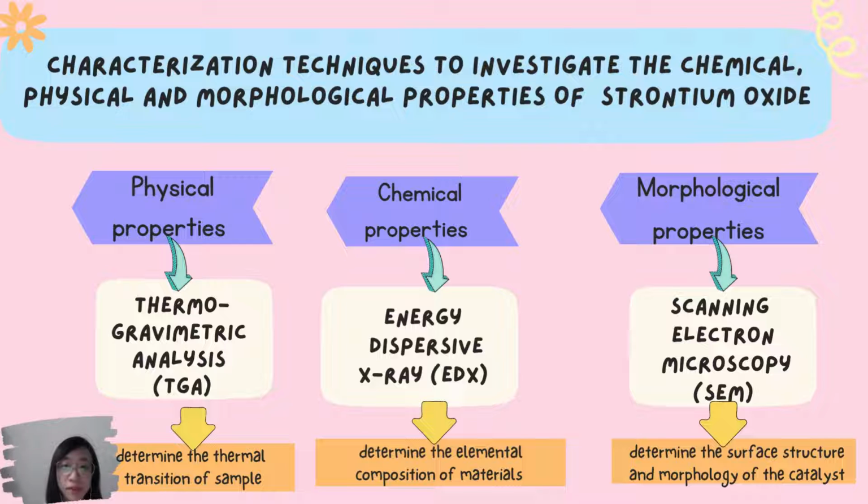Besides that, to determine the chemical properties of strontium oxide, energy dispersive X-ray (EDX) is used. The elemental composition of materials can be determined using EDX. It will specify the composition of the strontium oxide and provide valuable information to choose a suitable support for the catalyst. In addition, to determine the morphological properties of strontium oxide, scanning electron microscopy (SEM) is used. It allows us to study the surface structure and morphological properties of the catalyst. SEM responds significantly quicker, is less restricted, and may sometimes be conducted with little or no sample preparation.